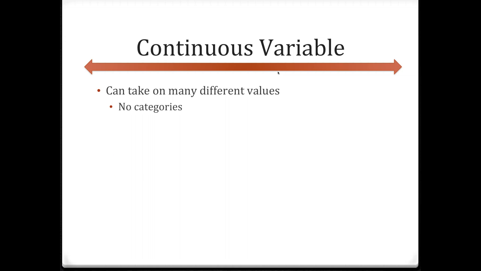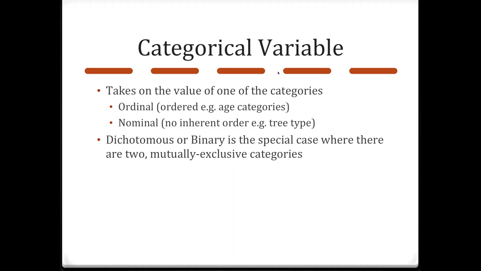A continuous variable can take on many different values, like a number line. The variable could take on the value of 12, or -3, or 0.01483. The possibilities are endless. A categorical variable, on the other hand, can only take on a specific set of values defined by its categories. There are two types of categorical variables, ordinal and nominal.